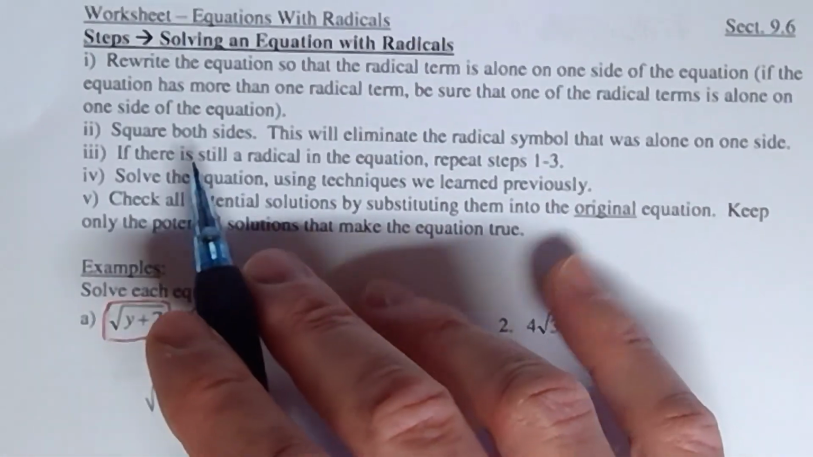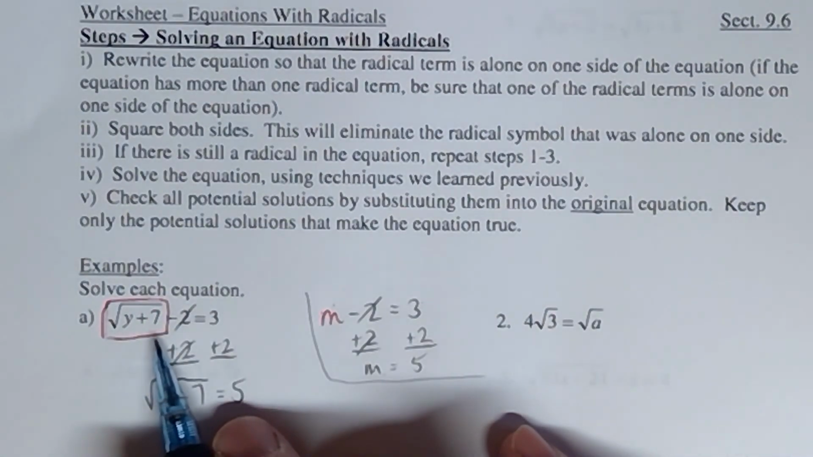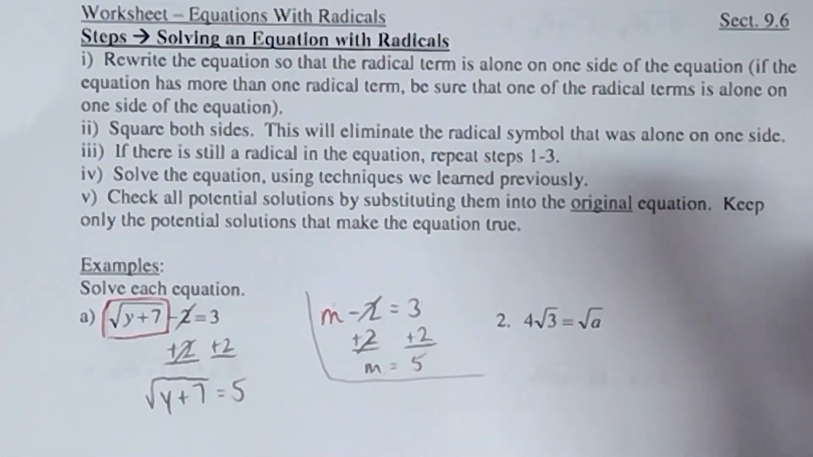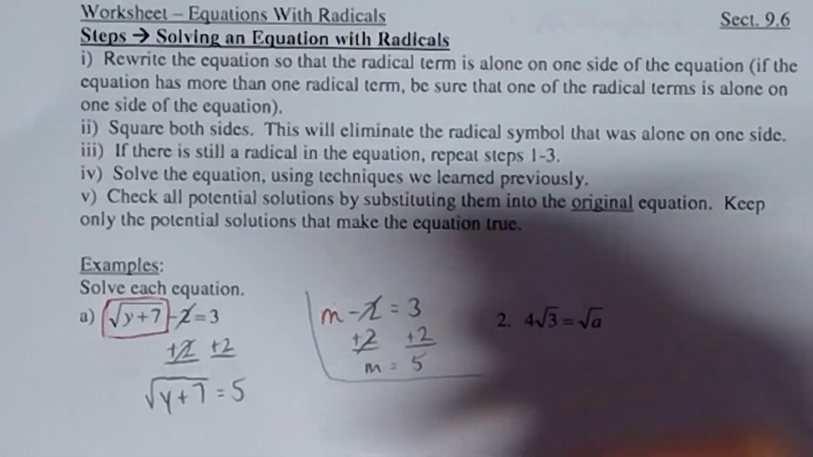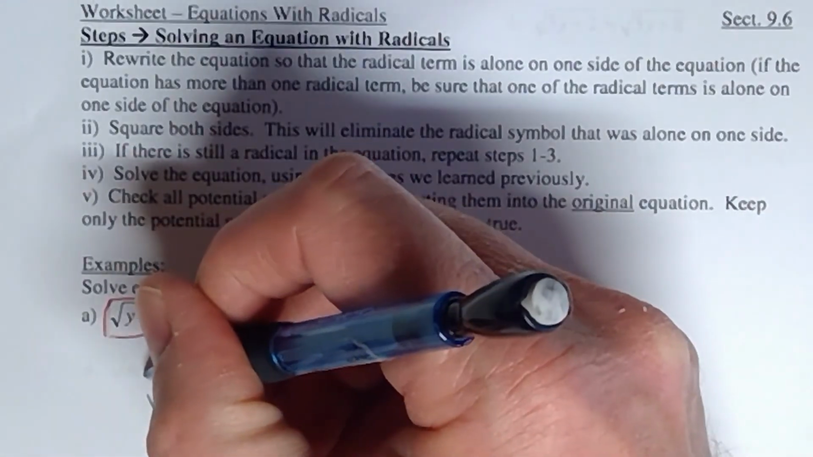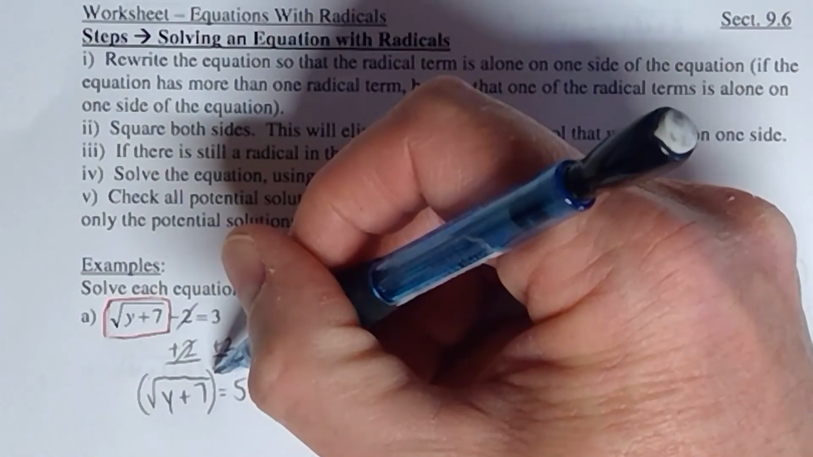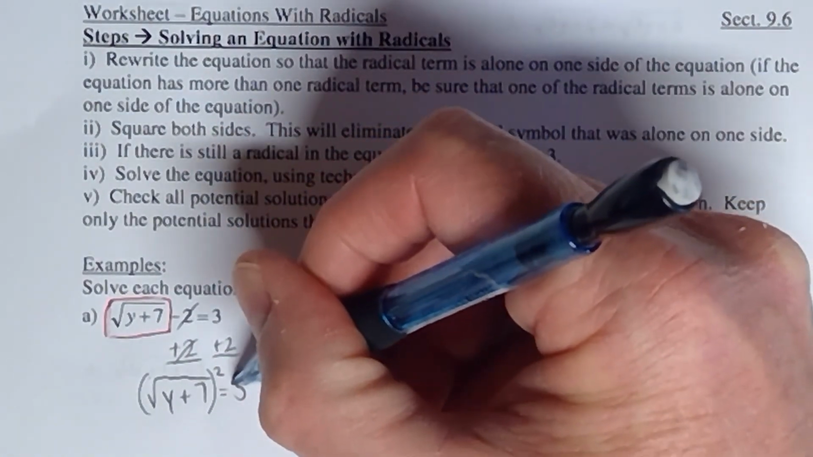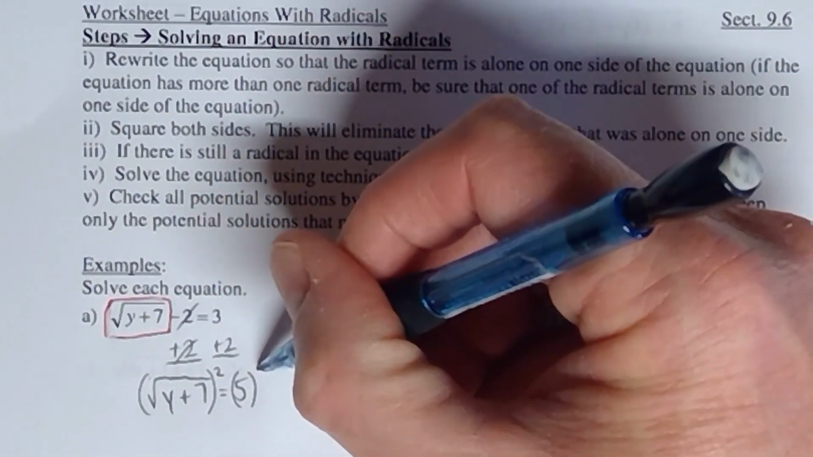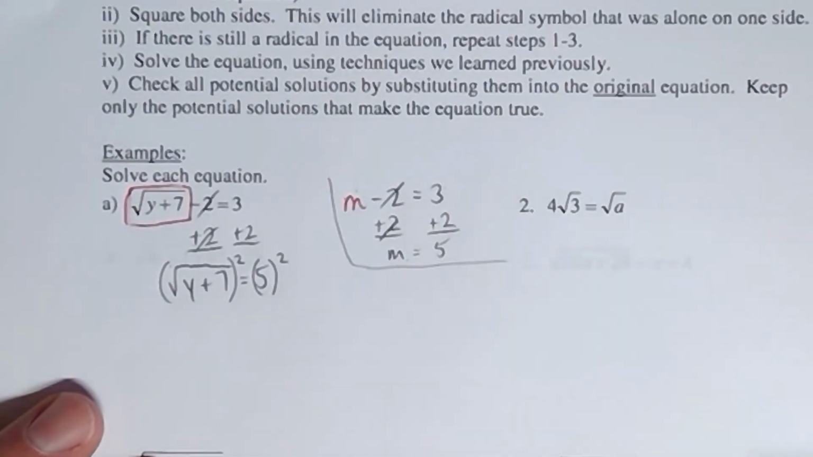What do we do next? It says square both sides. Again, if you square both sides without getting that radical term by itself, like I said, it's going to mess everything up. It's very important you do that first step before you square both sides. Here's how you square both sides. You need to put a parenthesis around the entire left side of the equal sign and the entire right side. That's to make sure that you square everything on the left side and everything on the right side.